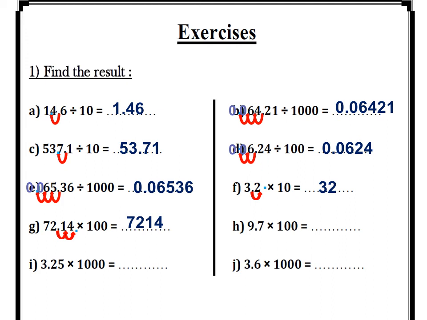9.7 times 100, 2 zeros, 2 steps to the right. So it's going to be 1, 2, and for any empty space, fill it up with 0. So it's going to be 970. 3.25 times 1000, 3 zeros, 3 steps forward to the right. So my answer is going to be 3,250, where there is an empty space which I have to fill up with 0. 3.6 times 1000, 3 zeros, 3 steps to the right. So it's going to be 3,600.